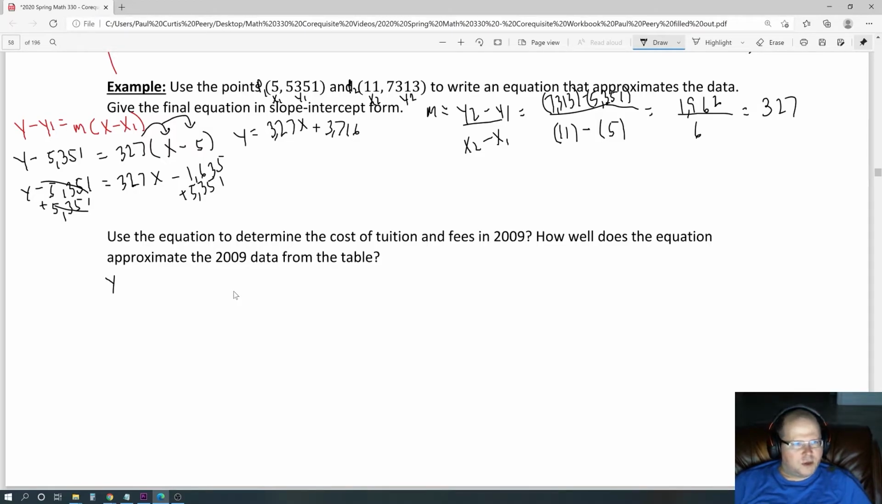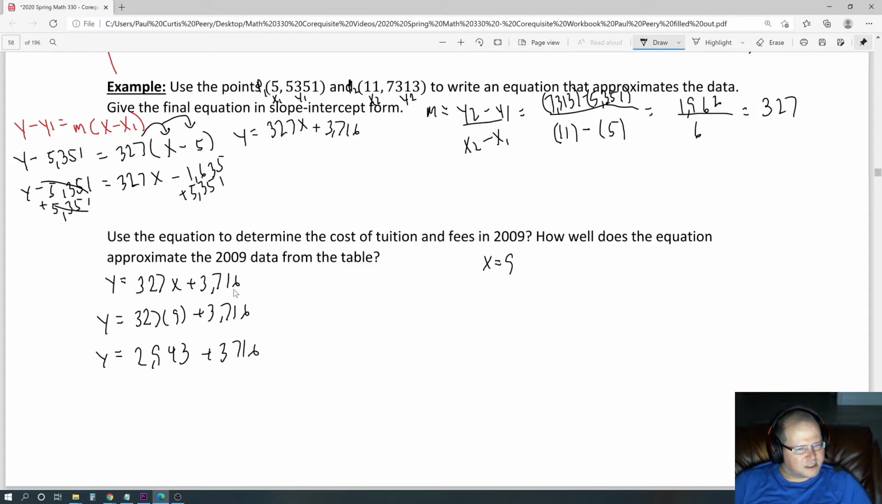So they're saying to use the equation to determine the cost of tuition and fees in 2009. We know that 2009 means x is equal to 9. How well does the equation approximate the 2009 data from the table? So we have our equation of y is equal to 327x plus 3,716. Then we know x is equal to 9. So y is equal to 327 times 9, which would give you 2,943. And you add 3,716. And 2,943 plus 3,716 is 6,659.